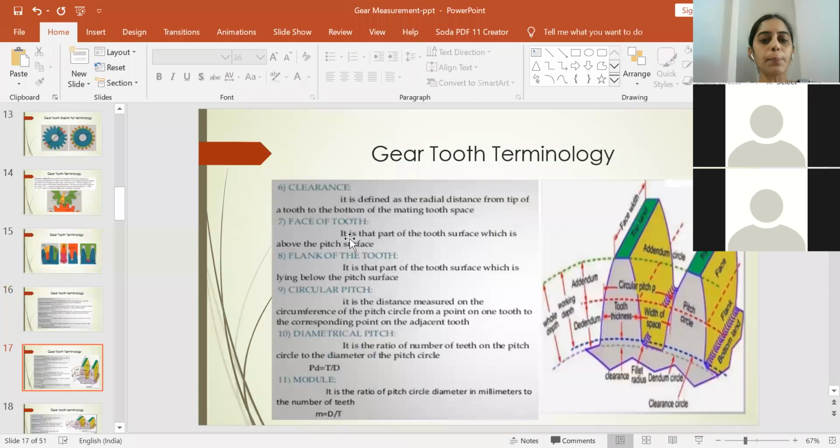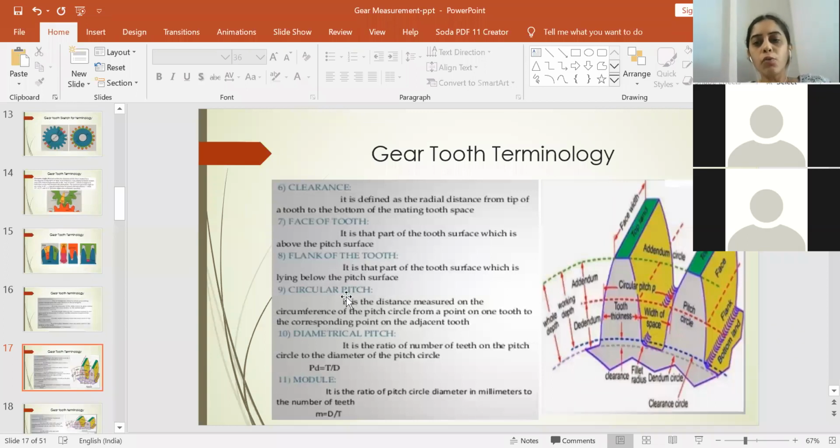The part of the tooth above the pitch line is called the face, and the part of the tooth below the pitch line is called our flank. In a screw thread, we had the entire straight edge called the flank, but in the case of a gear, that is not the case. It is divided into the face and the flank, the parts above and below the pitch circle. So you will define the face of the tooth as the part of the tooth surface which is above the pitch surface. Okay. Coming to the flank of the tooth, it is the part of the tooth surface which lies below the pitch surface.